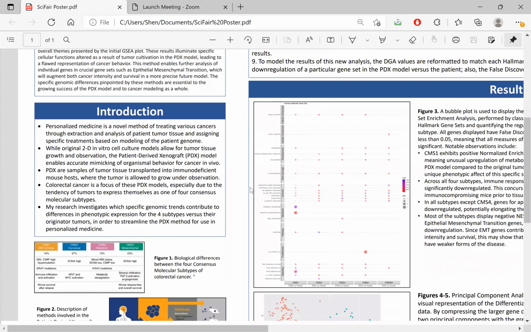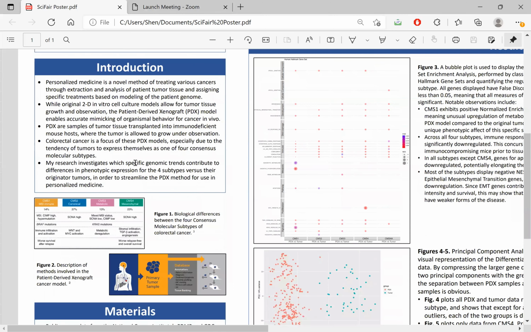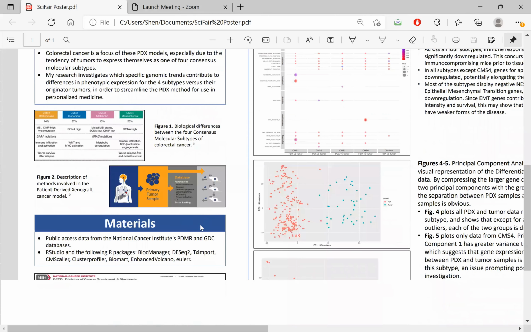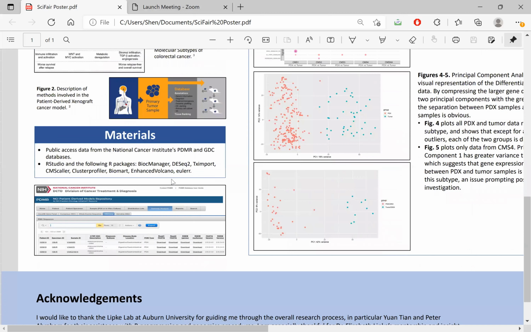So I am focusing on these PDX models regarding colorectal cancer. Colorectal cancer has 4 specific consensus molecular subtypes, each that express different biological traits. And I am analyzing which genomic trends are affected by subtype differences in these PDX models so that we can analyze the effectiveness and accuracy of the models for future use in personalized medicine. I did this through public access data from the PDMR database from the NCI and various R packages listed on my poster.